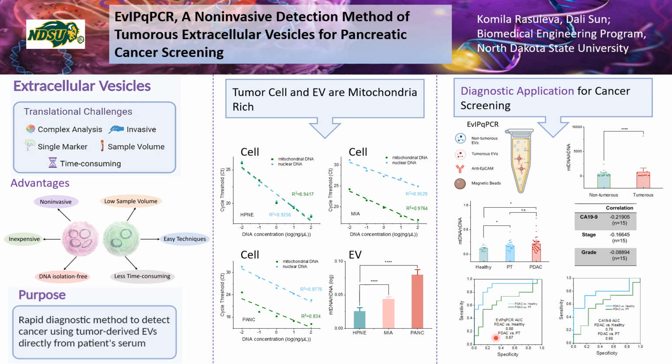So the closer the number is to 1, the higher the diagnostic potential of our assay. As you can see, our assay definitely shows around 0.88, which is definitely close to 1. So as a conclusion, we confidently say that EvIPqPCR works as a potential diagnostic non-invasive screening for pancreatic cancer detection.